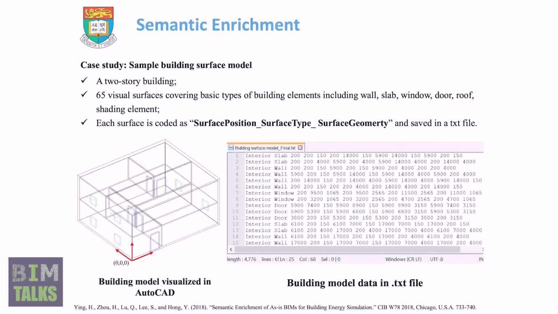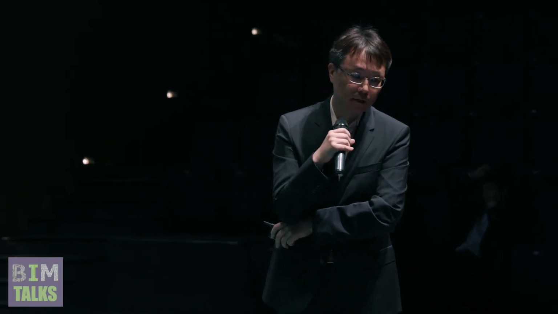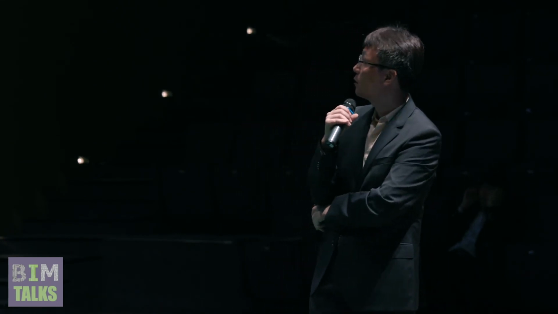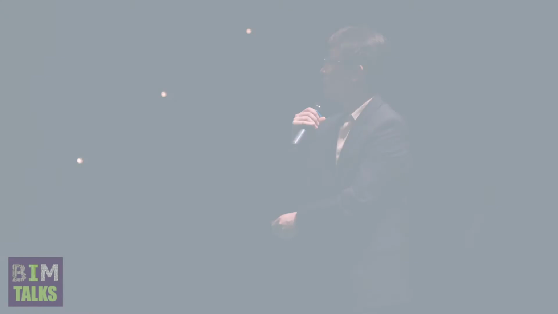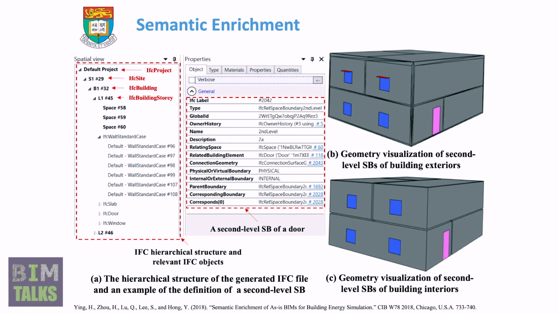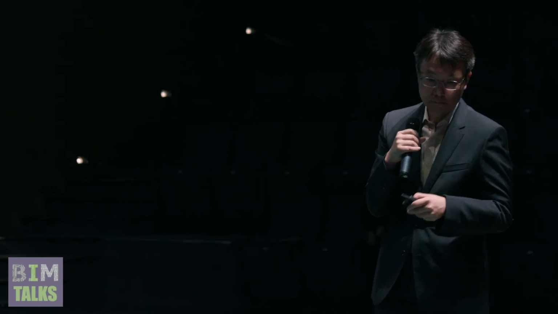So based on this method, we tested this with a simple 2-story building. That one has 65 virtual surfaces that cover fundamental building elements such as walls, slabs, windows, doors, and roofs, and some shading elements. And the results show quite accurate, promising results. So we can use this for energy analysis.